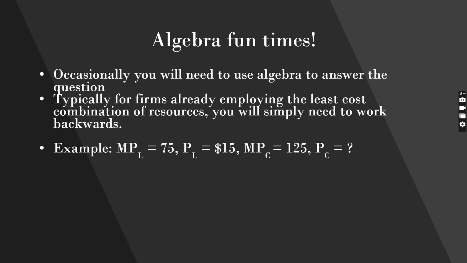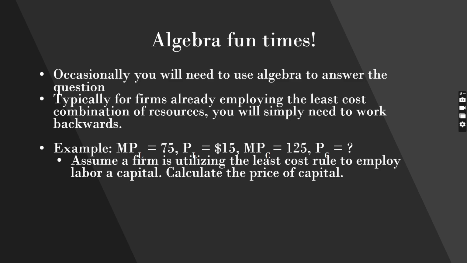Here is the example we're going to do together. I've provided the marginal product of labor, which is MP sub L, and that is 75. The price of labor, which is $15. And then the marginal product of capital is 125. But you are going to solve for the price of capital. You're going to assume that the firm is utilizing the least cost rule that you just learned to employ labor and capital. Sorry, that's a typo. I don't know why it says "a capital." And that you're going to solve for the price of capital. I'm going to give you a moment to attempt this on your own with algebra, and then we will go over it.